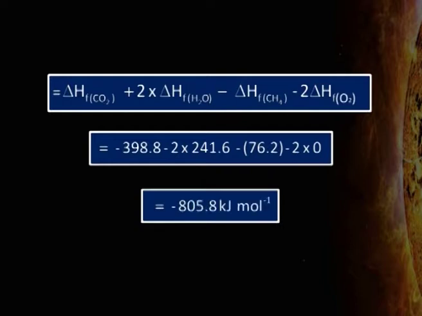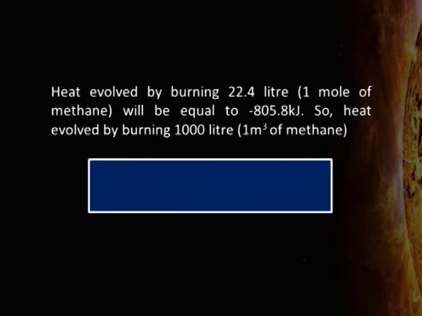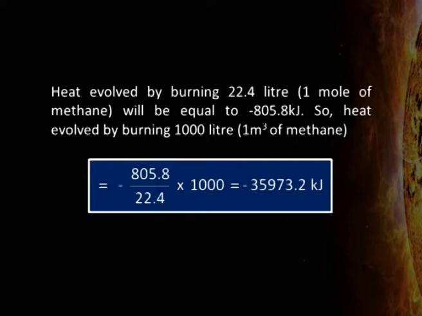805.8 kilojoules per mole. Now, heat evolved by burning 22.4 liters, that is 1 mole of methane at NTP, will be equal to minus 805.8 kilojoules. So, heat evolved by burning 1000 liters, that is 1 meter cube of methane, will be equal to minus 805.8 divided by 22.4 multiplied by 1000, which is equal to minus 35973.2 kilojoules.